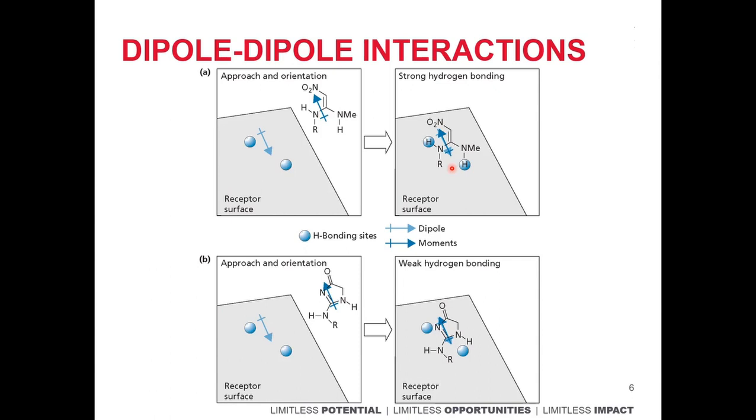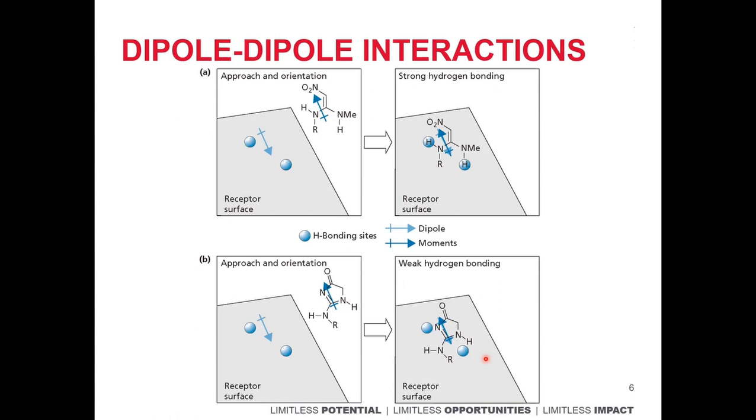However, if we design our drug molecule incorrectly, what we could get is the dipole in the molecule, again orienting the molecule in the binding site, but this time the hydrogen atoms could miss the hydrogen bonding sites within the receptor. And as they miss these sites, it results in a much weaker interaction between the drug and the receptor.